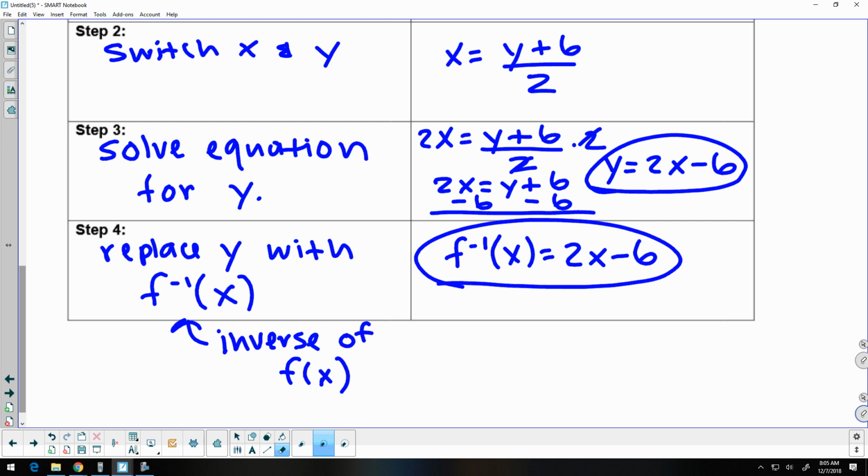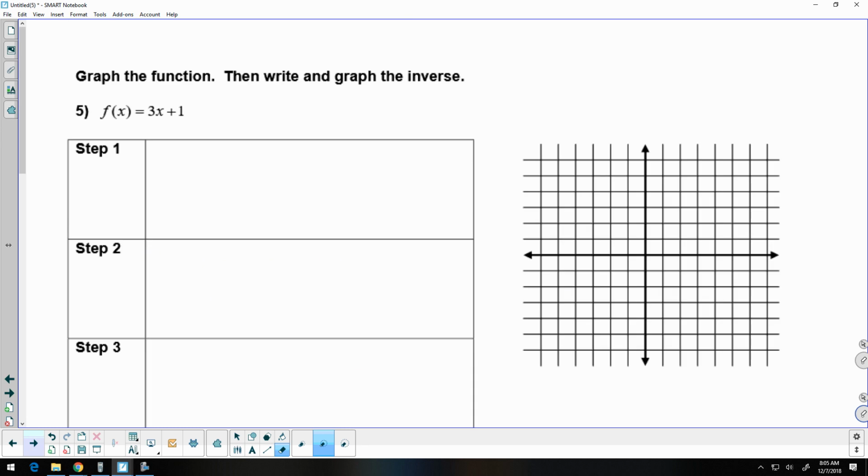Okay, so let's try the next one. On the next page, we want to graph the function, then we're going to write and also graph the inverse. So graph the original function first of all. It's just a line in slope intercept form. So graphing that, you're starting at the y-intercept, which is positive 1. Slope, you're going up 1, 2, 3 to the right 1. You can also go down 1, 2, 3 and to the left 1 if you'd like. Filling up your coordinate plane as much as you can. Okay, so this is the original function. Right next to it, I'm going to write that's f of x. That's our function. Okay, now go through the steps.